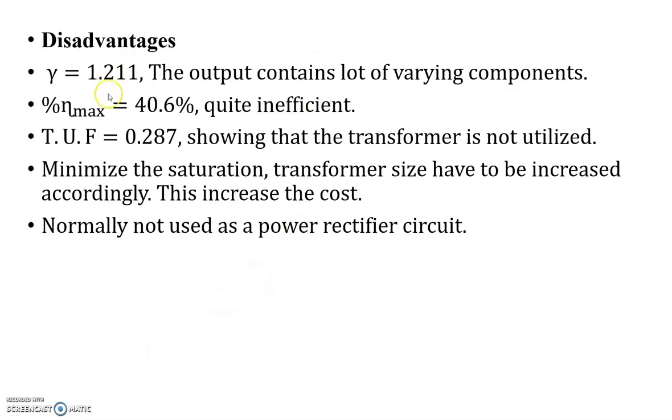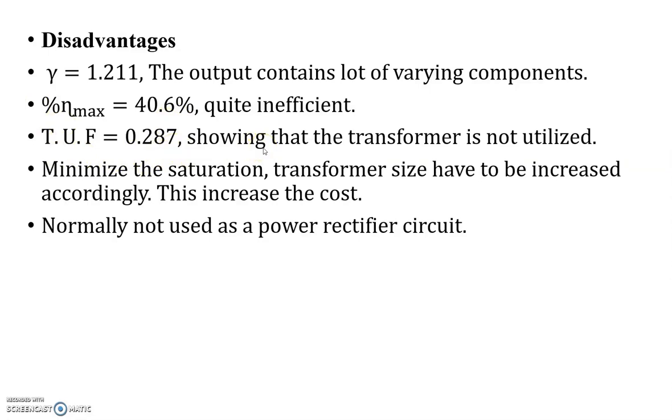Next one. What are all the disadvantages of the half-wave rectifier? The first point is that the ripple factor is very high, that is 1.211. That means the output contains a lot of varying components. The efficiency is 40.6% only. It's quite inefficient. The remaining 60% is AC component present. The transformer utilization factor is 0.287. It shows that the transformer is not fully utilized.